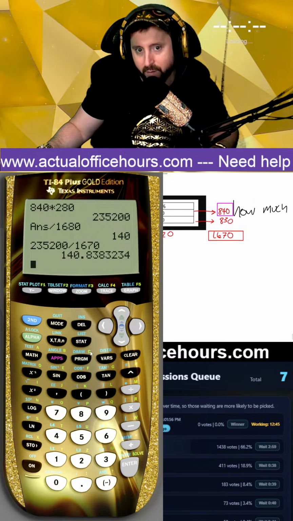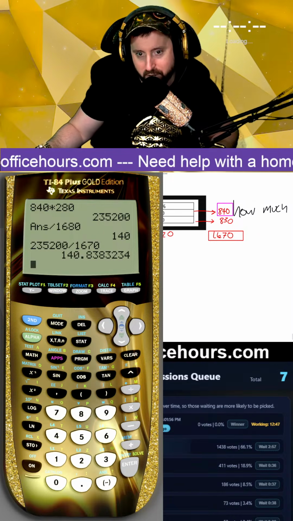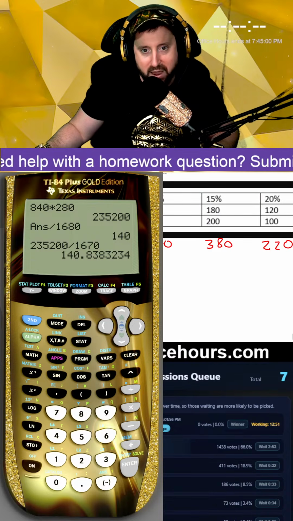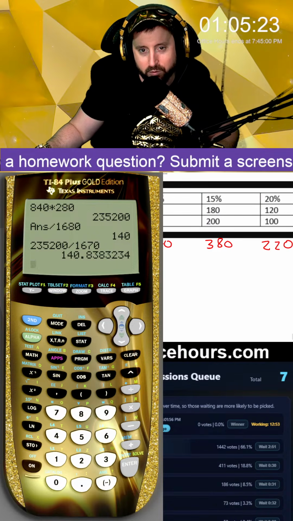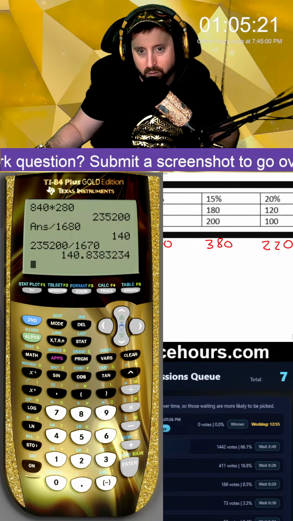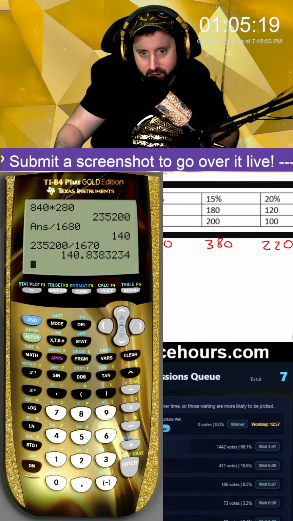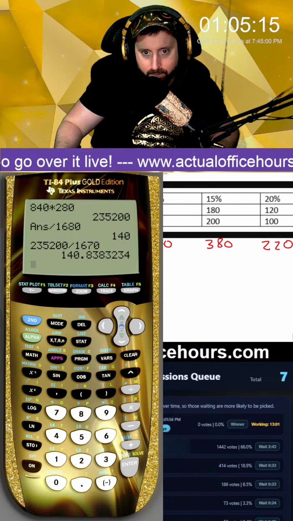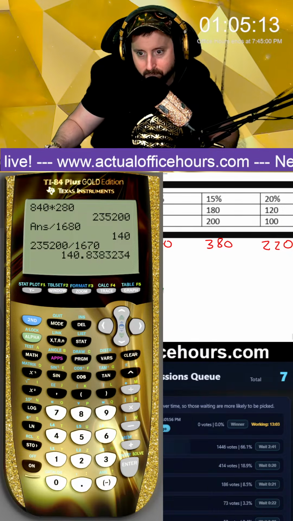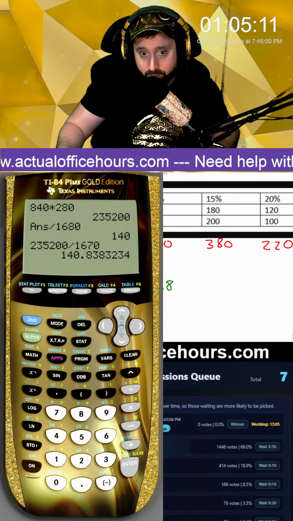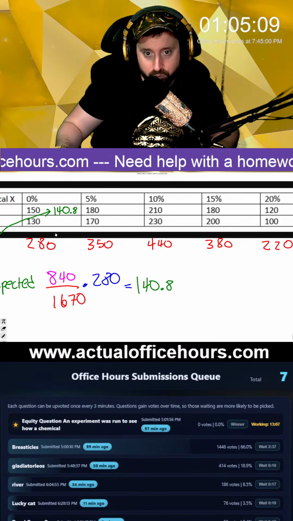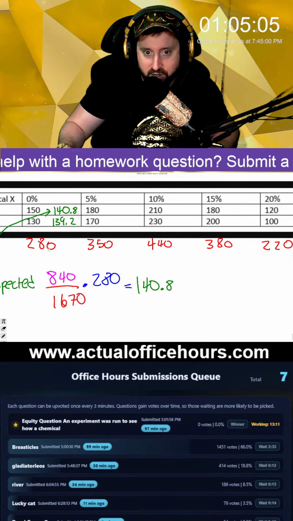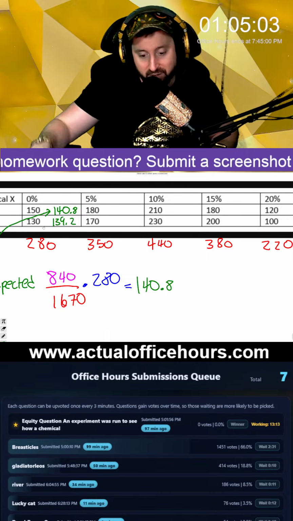Aha. Okay, there you go. 140.83. It basically should be 50-50. It's very close to 50-50. So we could say this is like 140.8. And then the other one should be 139.2. Right? Because these two need to add up to 280 as the expected amount in there.